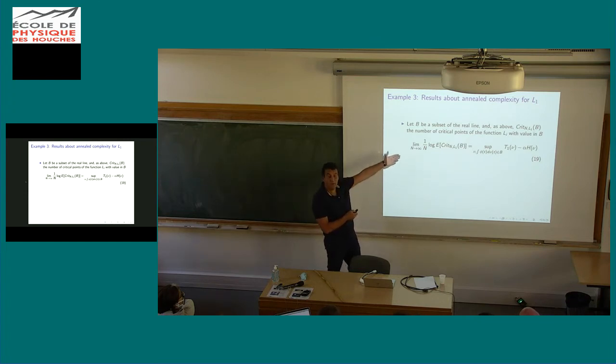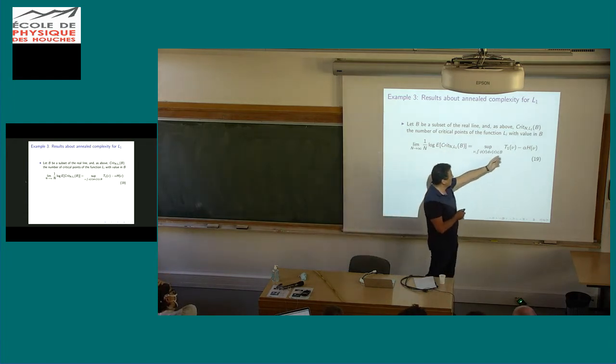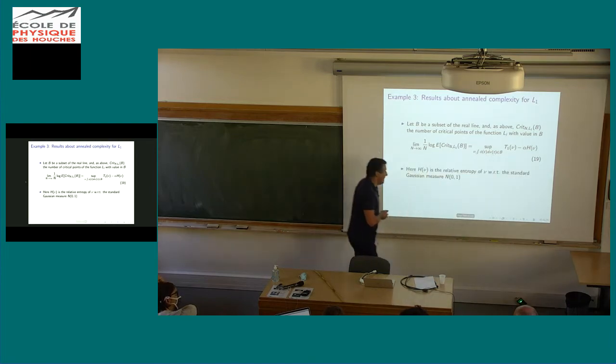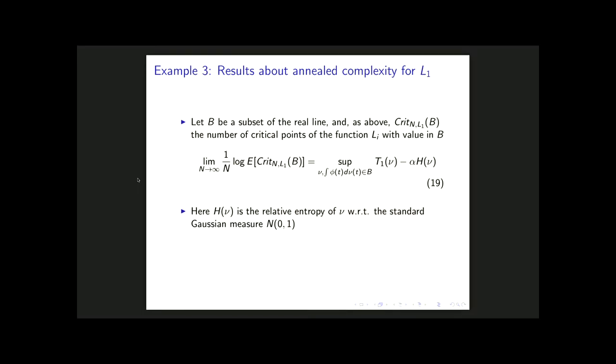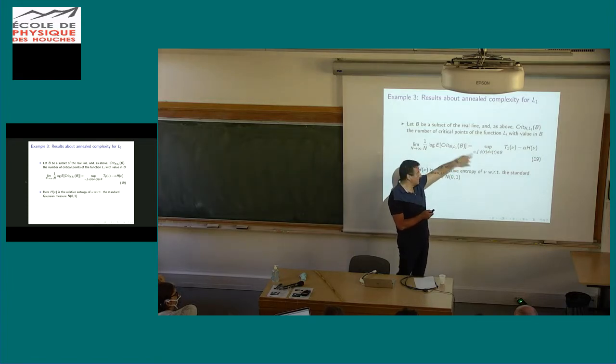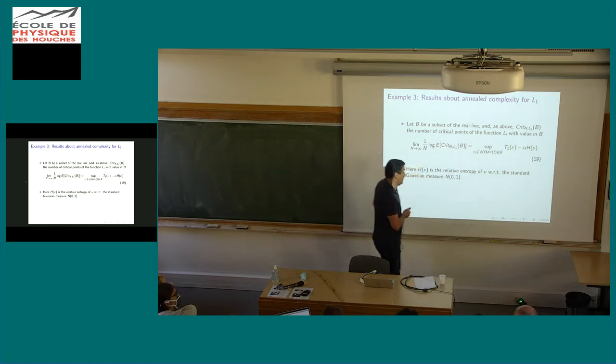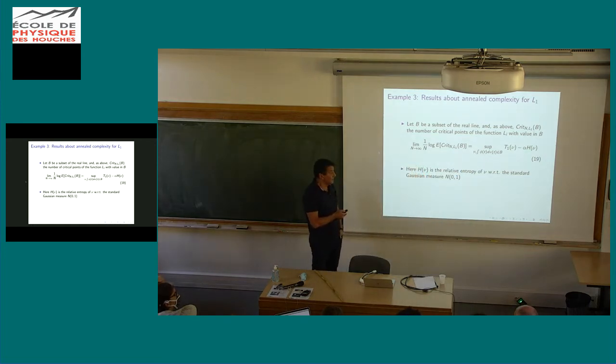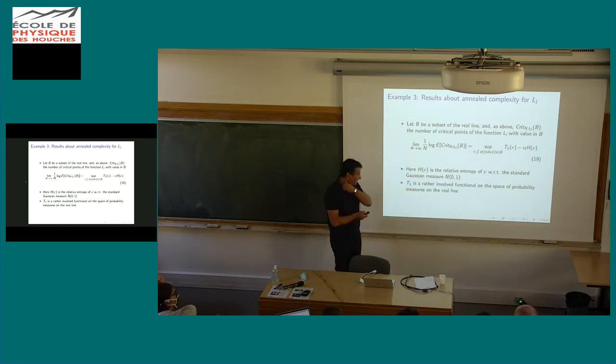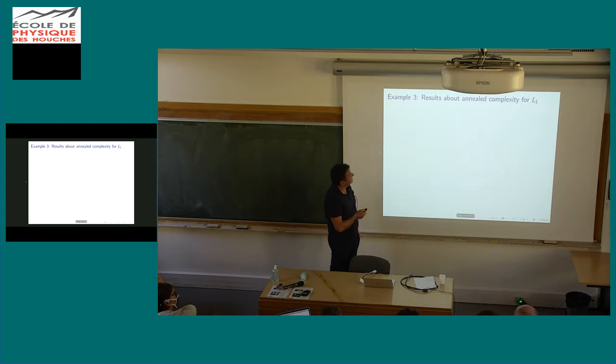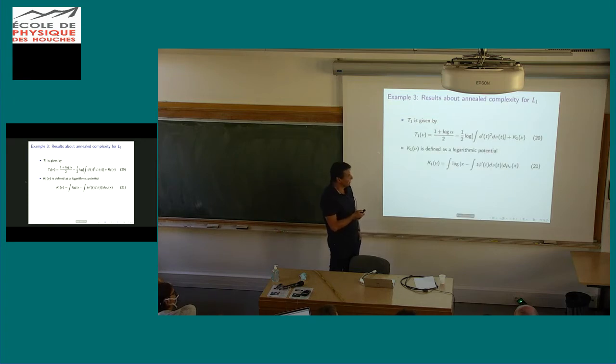So the result is of the same form as the one I gave you for tensor PCA, the variational thing. The number of critical points is a sup of something. H is the relative entropy of this nu. The nu here is, okay, a variational parameter, but it's infinite dimensional. It's a probability distribution, and this is the thing that you are optimizing over. T1 is rather difficult in the space of probability measures. I will describe it right now. Here it is, so that's not too hard. You still have K1, which is the logarithmic potential.